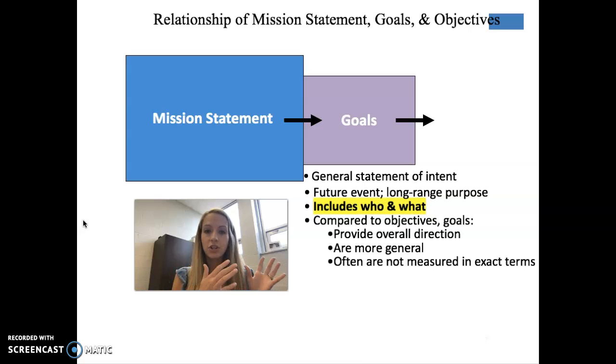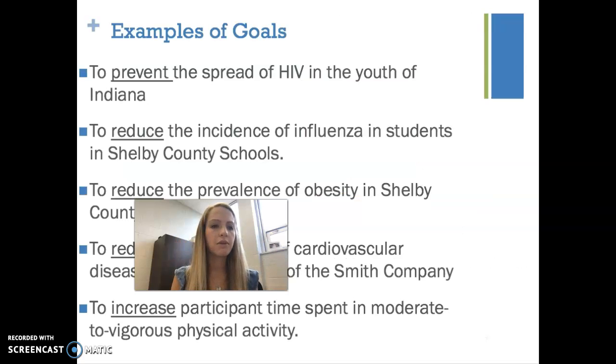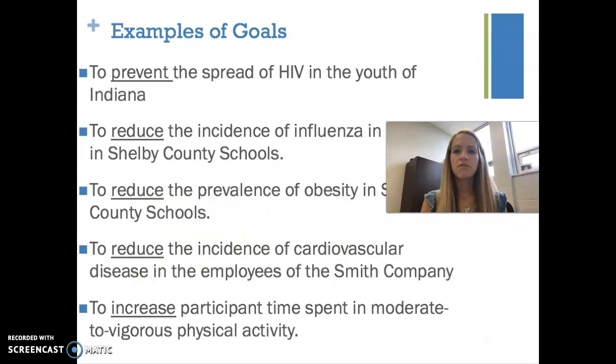But again, it gives us that general purpose. So let's look at some examples, because I love examples. I think they really help put two and two together, right? So examples of goals here. We have to prevent the spread of HIV in the youth of Indiana. Again, broad, but it tells us who and what. So we're preventing the spread of HIV, and who is the youth of Indiana, right?